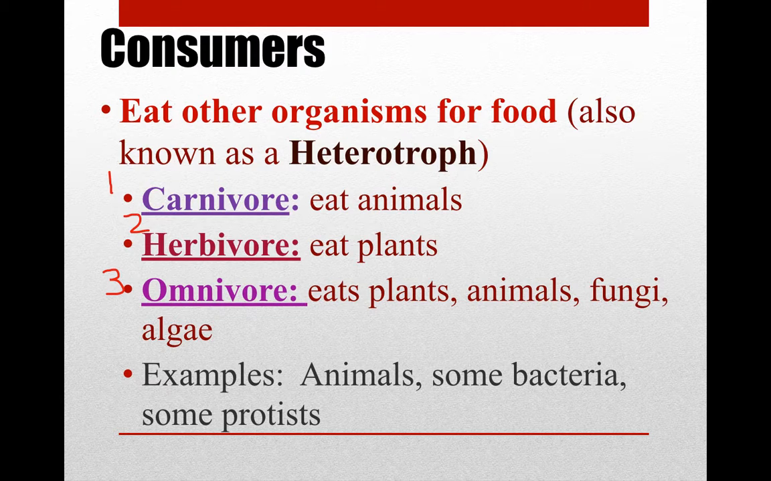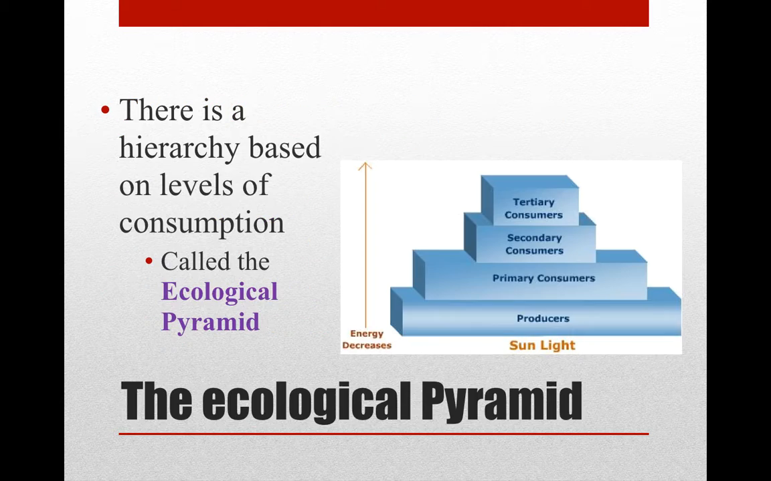So humans are omnivores. Herbivores would be something like a rabbit, and a carnivore would be something like a wolf. As far as heterotrophs, we have our animals, which are the most common heterotrophs, and then there are some bacteria and some protists.